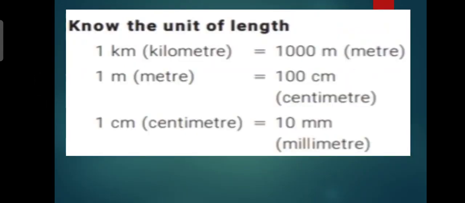Now move on. Know the units of length. 1 kilometer equals 1000 meters. 1 meter equals 100 centimeters. 1 centimeter equals 10 millimeters. 100 equal divisions of the meter give a centimeter, that is, 1 meter equals 100 centimeters. 1000 equal divisions of a kilometer give meters, that is, 1 kilometer equals 1000 meters.